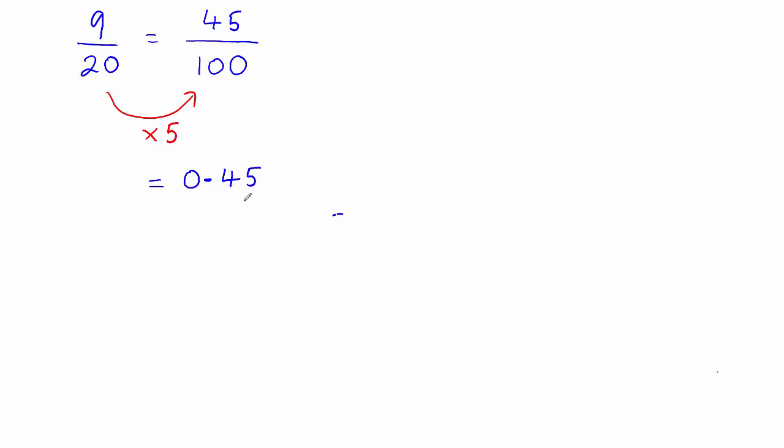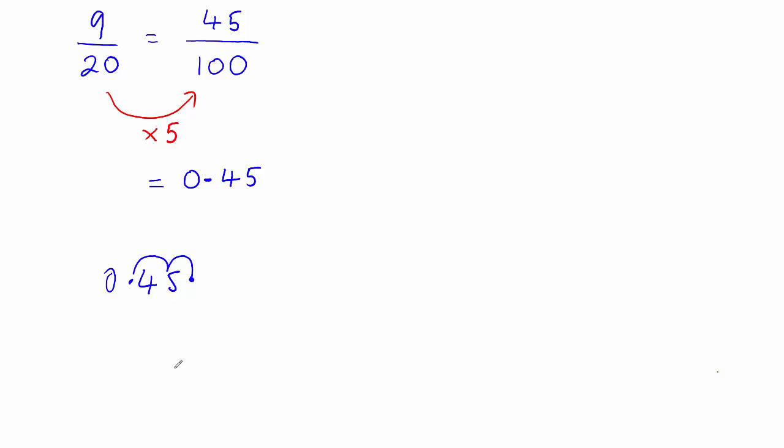45 1/100ths. Remember, when you divide by 100, you just move a decimal point 2 places. So if we think about 45 divided by 100, that's where the decimal point would go, and then just pop a 0 in front.